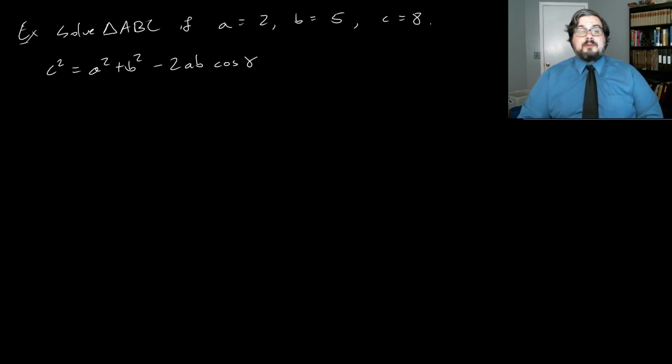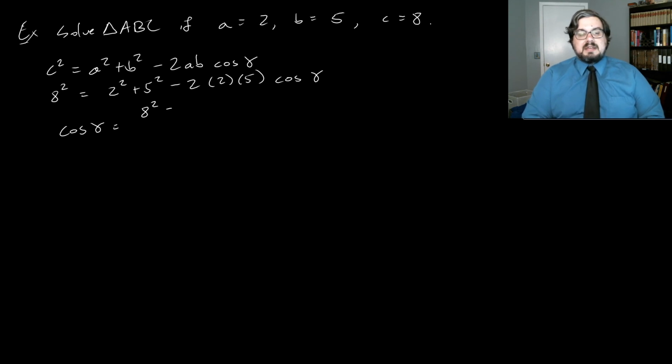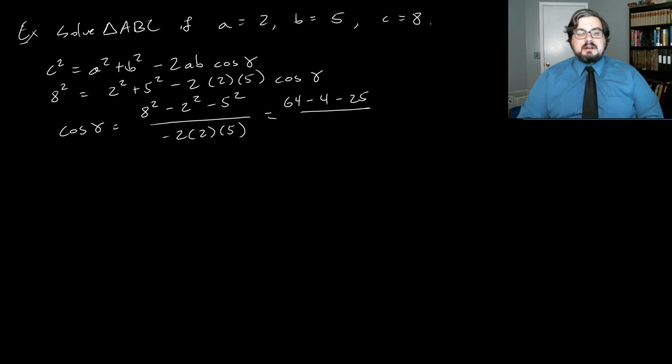Now plugging in all of our known information, that gives us that 8 squared is equal to 2 squared plus 5 squared minus 2 times 2 times 5 times cosine gamma. Now, if we solve for cosine gamma here, we get that cosine gamma is equal to 8 squared minus 2 squared minus 5 squared over negative 2 times 2 times 5. And this one we can actually do by hand. This is 64 minus 4 minus 25 over negative 20.